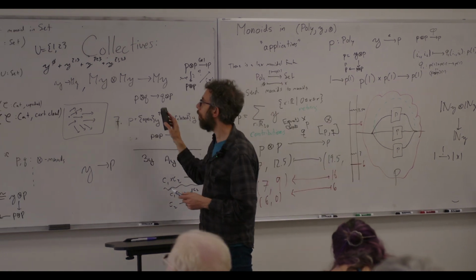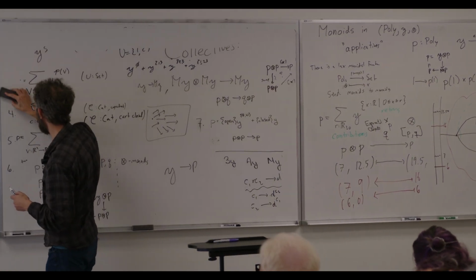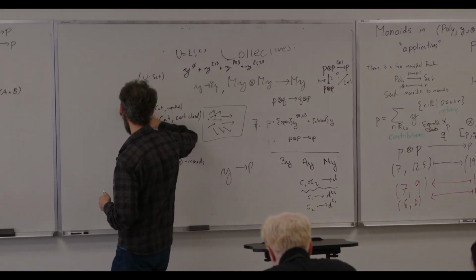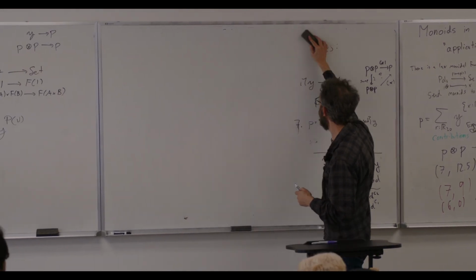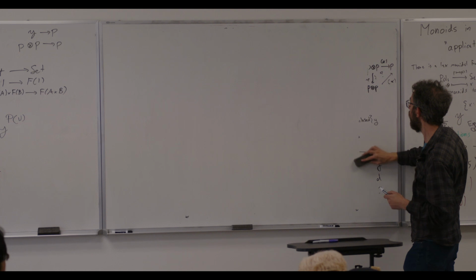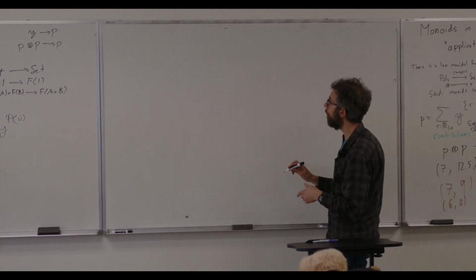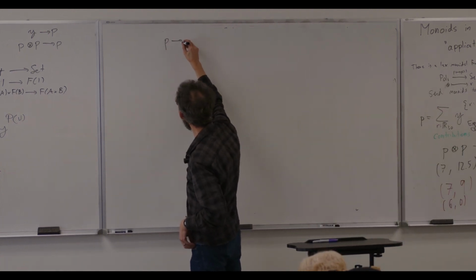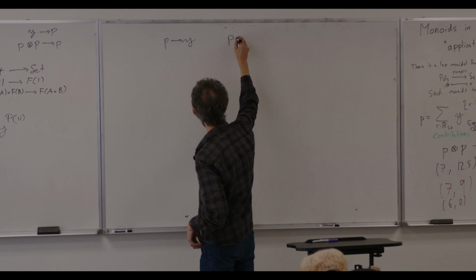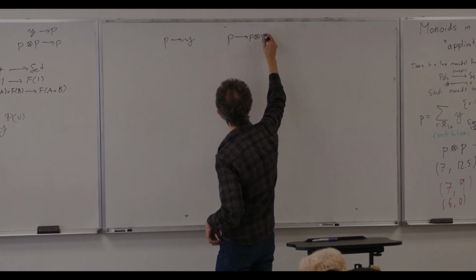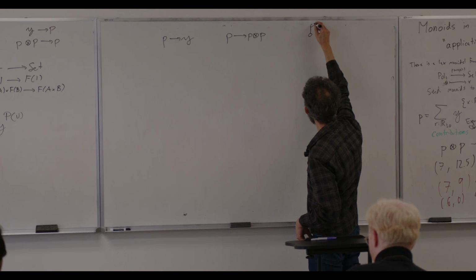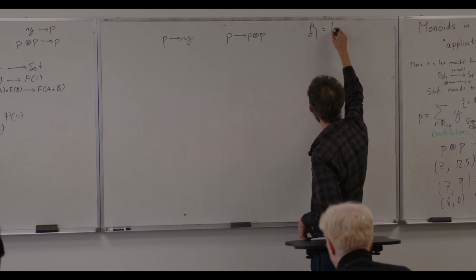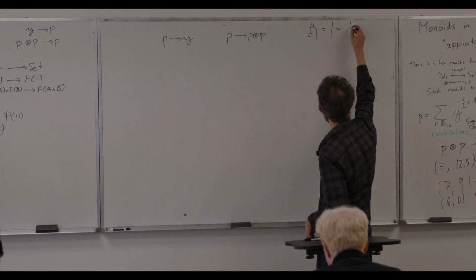Okay, so I want to go next into co-applicatives. So this would be a tensor comonoid. So suppose you have a polynomial p, and you have two things. You have a map from p to y, and you have a map from p to p tensor p. And these satisfy those conditions that we've written down before, the comonoid conditions.